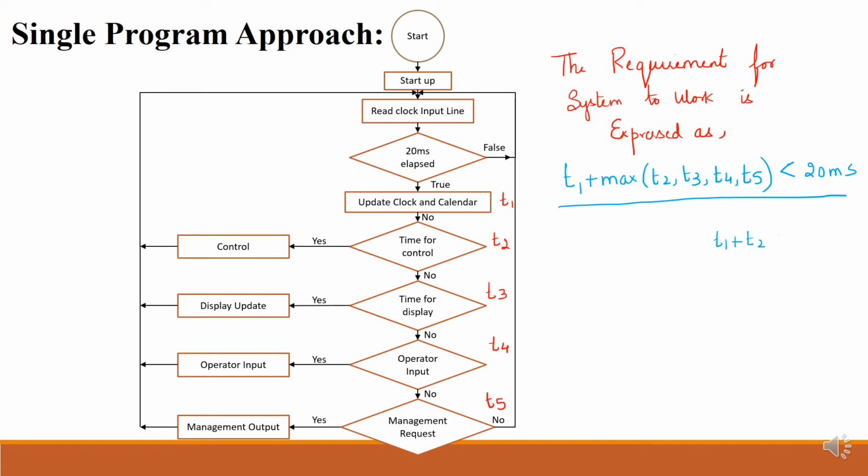If T2 is ready, it has to be updated at 20 milliseconds. Similarly, T1 has to run compulsorily. It will check if T2 is not ready, it will see if T3 is ready. If it is ready, that will update. So if T1, T4 less than 20 milliseconds. Similarly, T1 plus T5 less than 20 milliseconds. Like that, it keeps on updating.